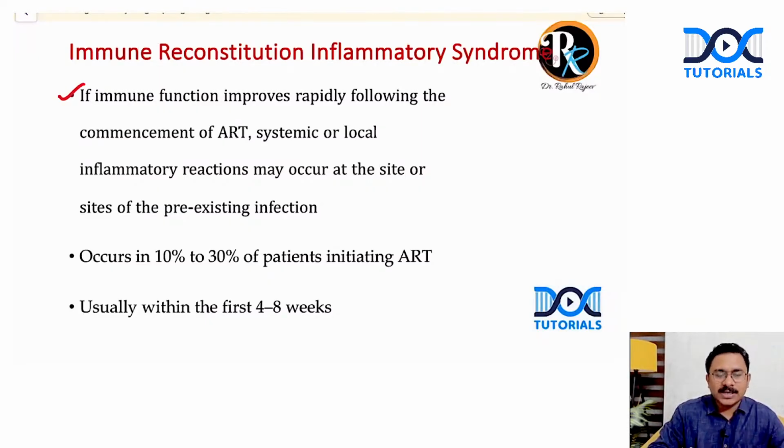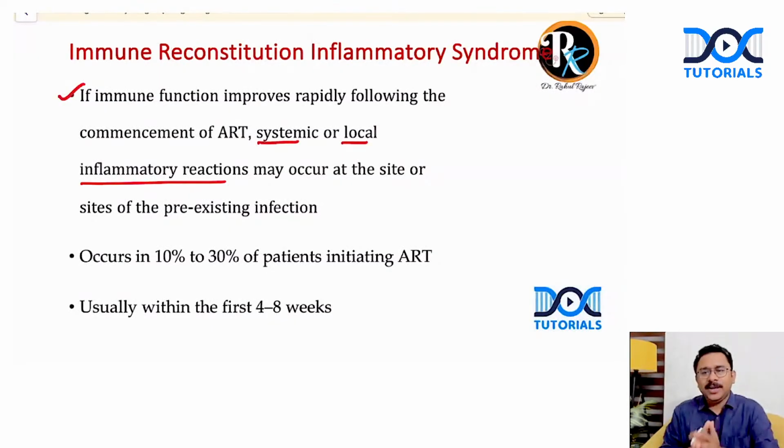So if the immune function is improving rapidly following the starting of ART, sometimes there can be certain systemic or local inflammatory reactions at the site or sites of pre-existing infection. Suppose somebody already had tuberculosis and there is a tuberculoma in the brain. I am starting the patient on both anti-tubercular therapy and antiretroviral therapy. Now, when I start antiretroviral therapy, the immune system improves and the CD4 count increases.